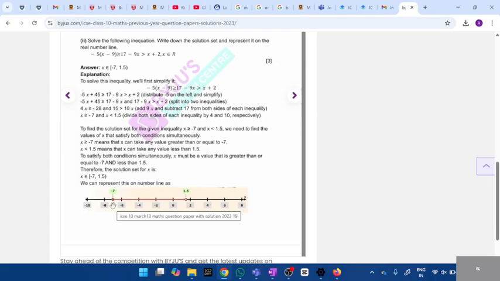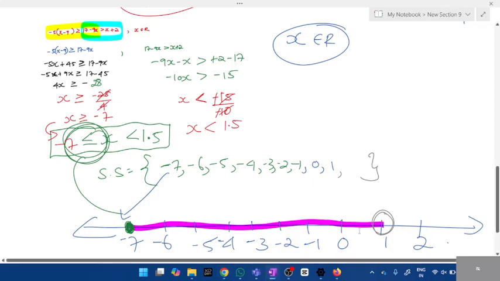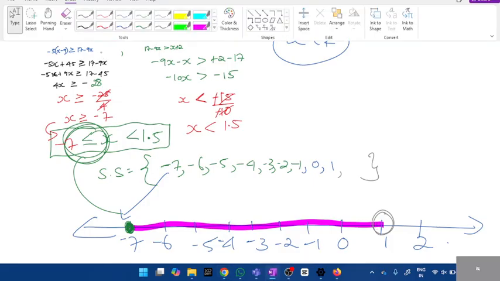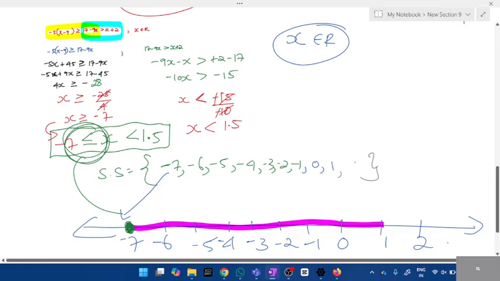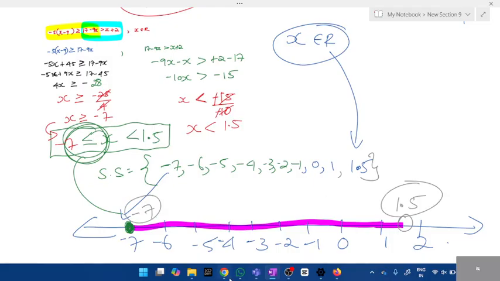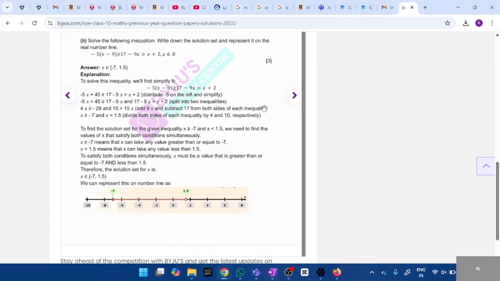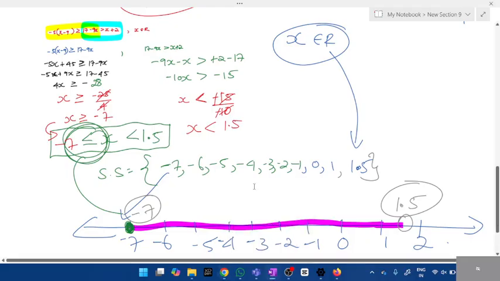In minus 7, there is a darkened circle, and at 1.5, there is a hollow circle. So what you do, draw up to 1.5. Even in the solution set, right up to 1.5, because it is a real number. A real number will have a decimal, right up to 1.5. Draw a hollow circle and mention 1.5 and minus 7 on top of that. Okay, this is the final answer. How many marks question? 3 marks question.